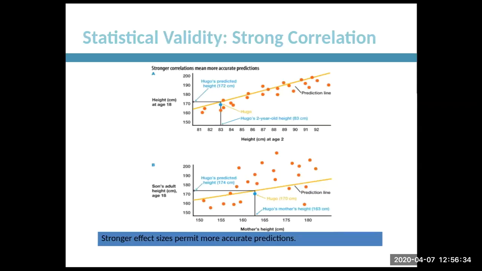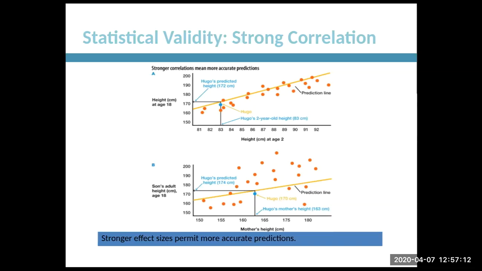In this case, on the bottom, we're looking at the mother's height to try to predict the son's height. Why is this not as good a prediction model? Hugo's mom is 163 centimeters. Hugo at age 18 is predicted to be 170 centimeters. Or he is 170 and his predicted height was about 174. Why is this not as accurate a prediction? Well, remember the way that genetics work is that it's not just based on mom's height, it's also based on dad's height and dad's family.